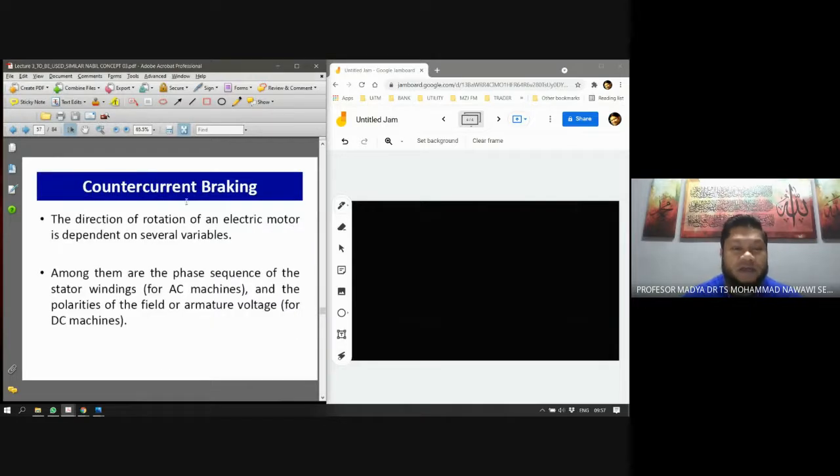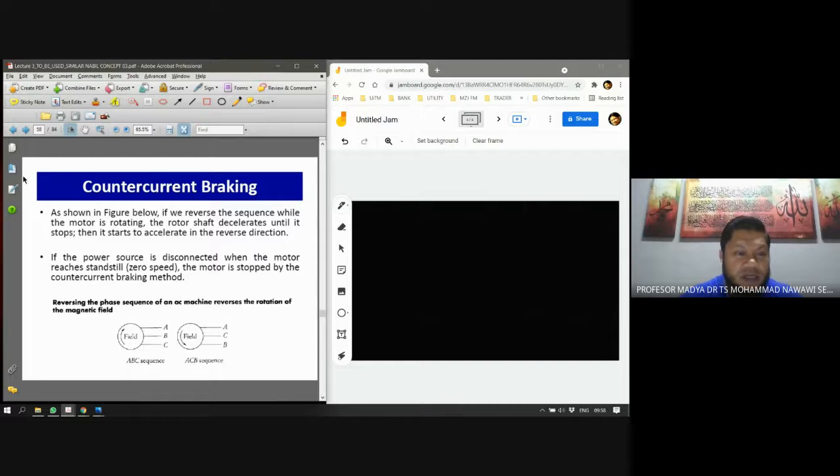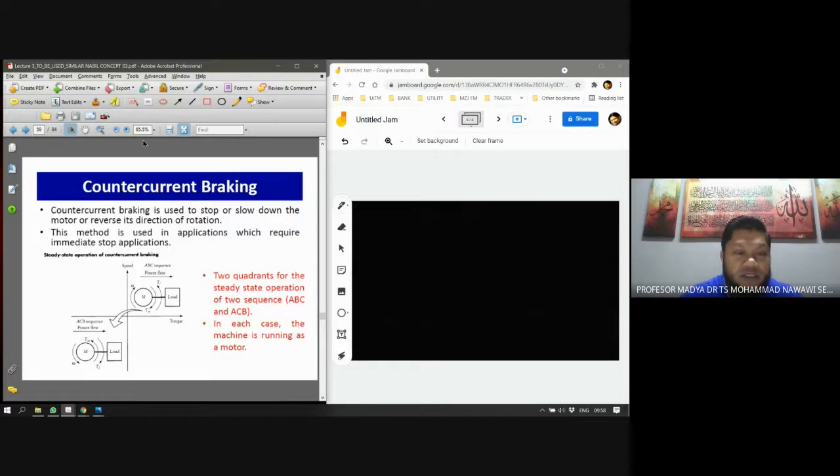The direction of rotation of an electric motor is dependent on several variables. If the power source is disconnected when the motor reaches standstill, the motor is stopped by the counter current braking method. So we can have this counter current braking method by changing the phase sequence. Your motor can also work in both directions. Both are motoring modes, but here we have a positive omega m, which follows the clockwise direction.